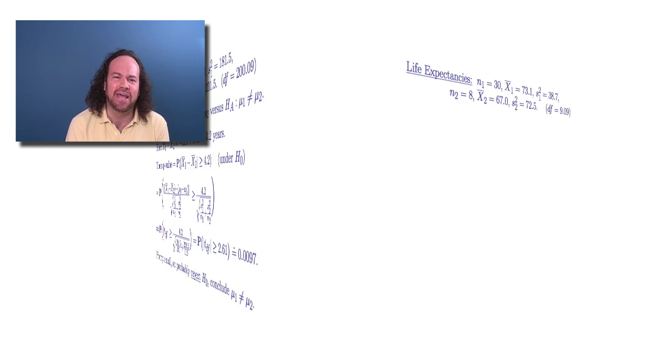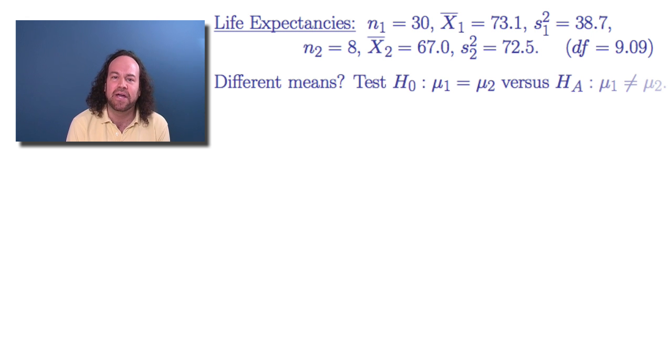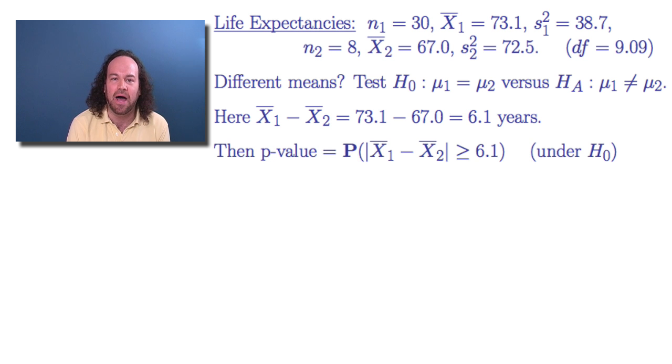Okay, now let's do another example. Let's go back to that life expectancies example. And remember there we had one sample was the life expectancies in East Asia and the Pacific, and there were 30 countries there. The other sample was for South Asia, and there were 8 countries there. And they each had their own sample mean and their own sample variance. And again, we want to test the hypothesis that the two true means are equal versus the alternative that the two true means are not equal. Well, the observed difference in the sample means is here equal to 6.1 years. So the p-value should be the probability under H0 that the difference in the sample means would be at least as big as this 6.1 years.